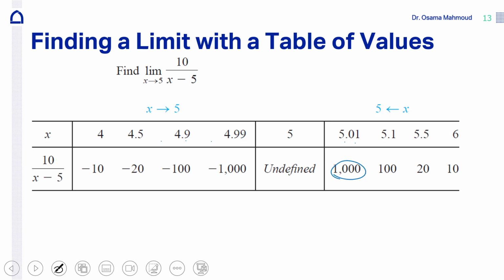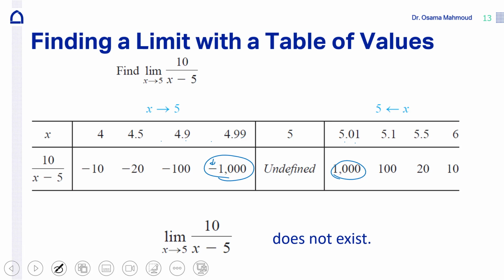Now you approach this value and you approach this value. They are the same in size, but here is a negative and here is a positive. So yes, they are equal in size, but one of them is negative and one of them is positive. So this limit doesn't exist. So be careful with this one. In this case, this is 1000, this is minus 1000, and they must be equal for the limit to exist.